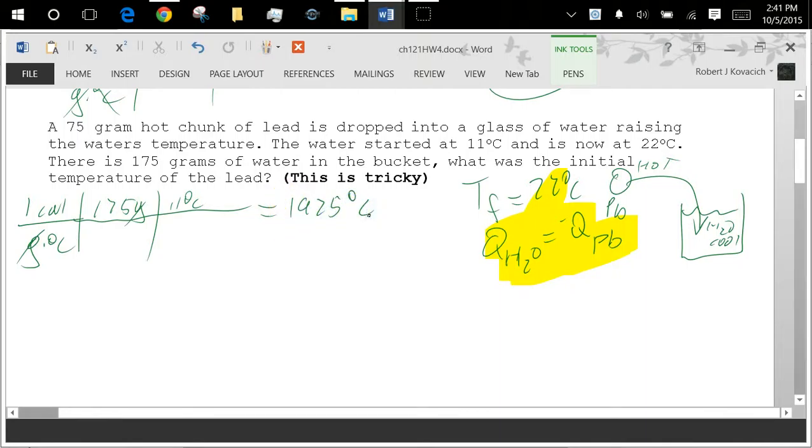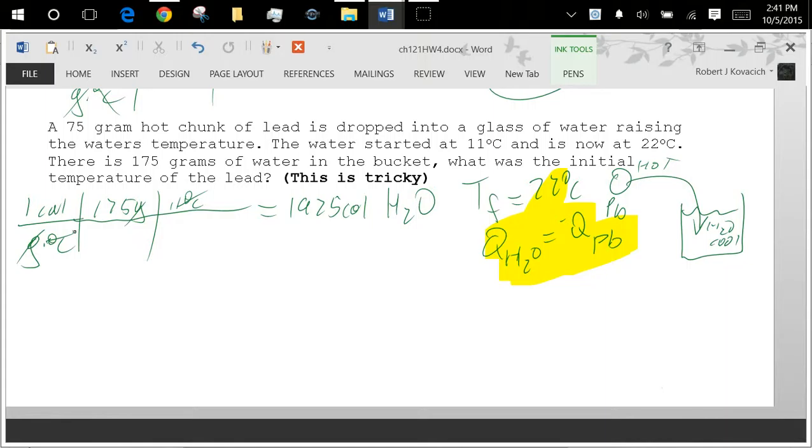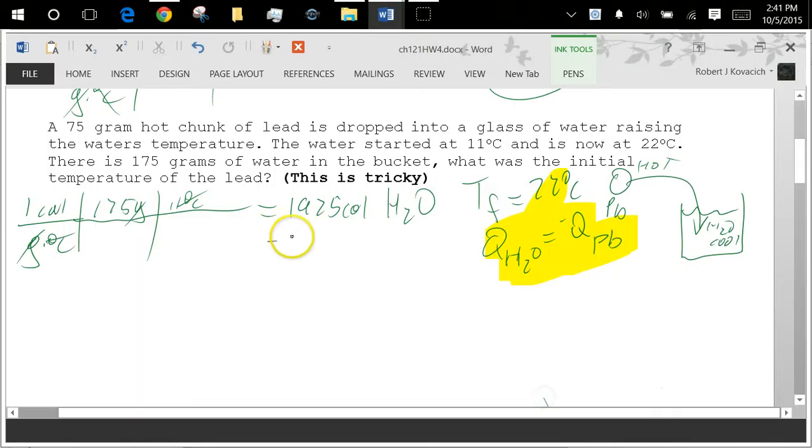Okay, so this is the amount of heat in calories that the water gained. I don't know why I just wrote degree C. All right? We don't do any significant figure stuff until the absolute final answer. Okay, so this is how much the water gained. So that's also telling me that it's negative 1925 calories for the lead. Okay?